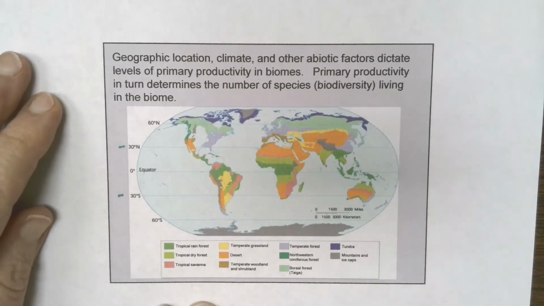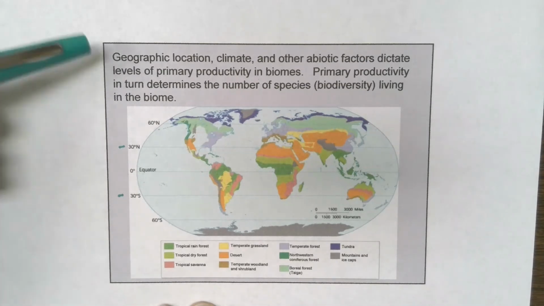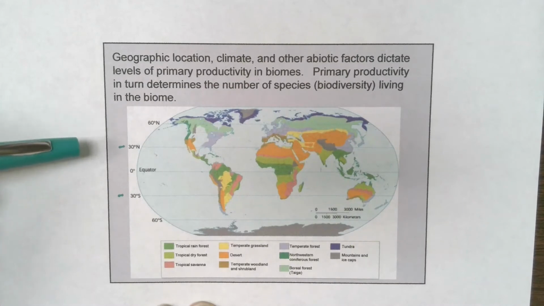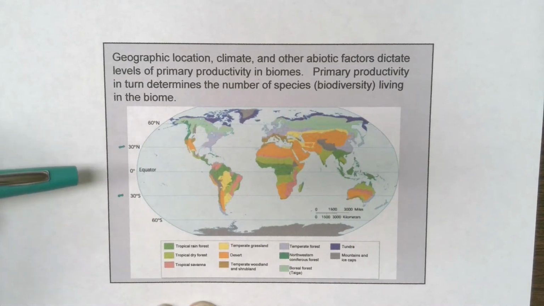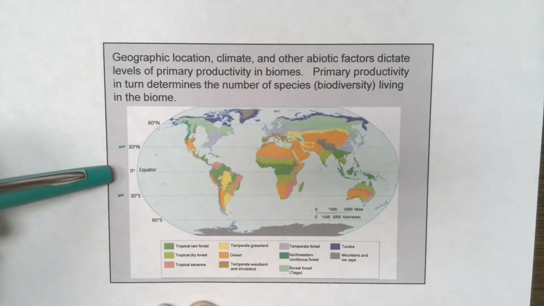So abiotic factors dictate how much photosynthesis takes place. And in turn, the level of primary productivity, how much sugar is made through photosynthesis, is going to determine the number of species, or the biodiversity, in a given biome. Overall, on land, we see our highest numbers of species living in the tropical rainforest. Then the tropical dry forest and savanna, for example, and we see really low levels of species diversity in the tundra.